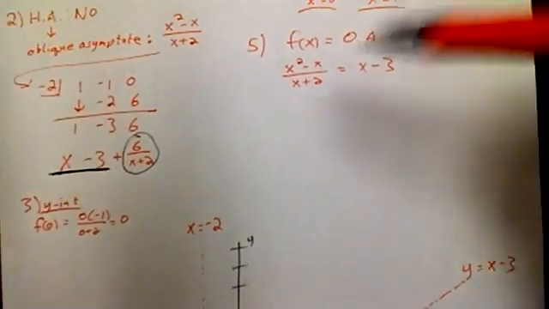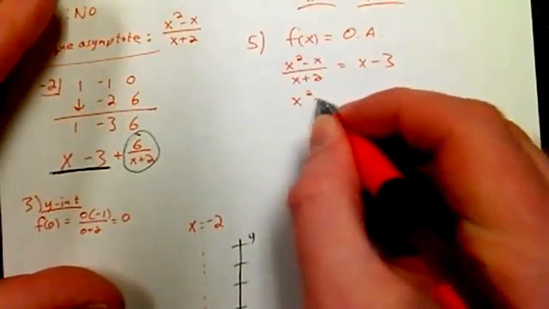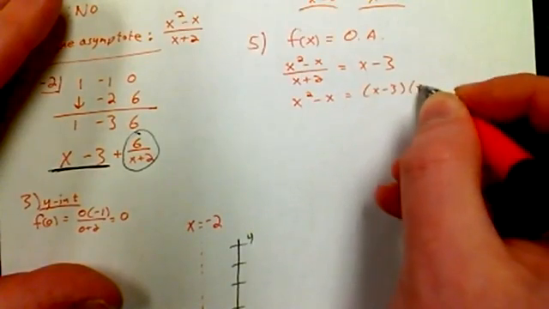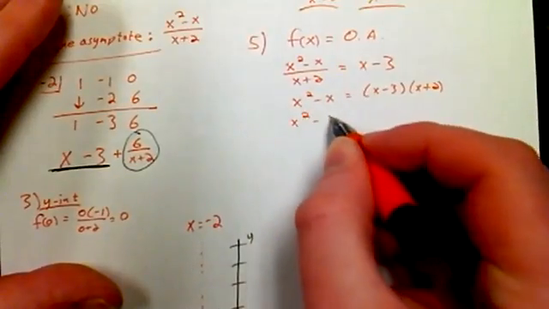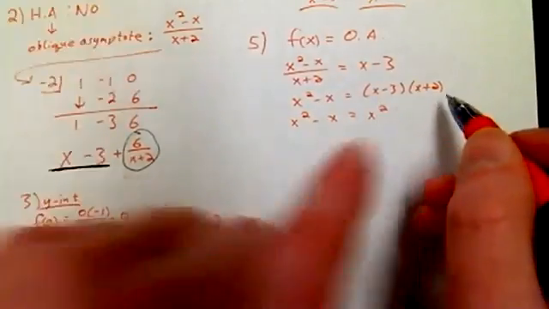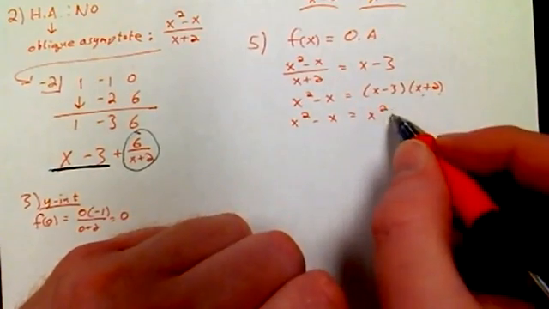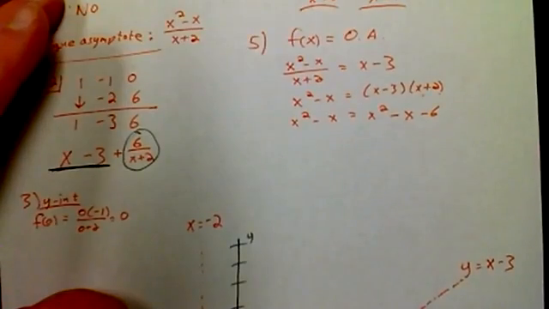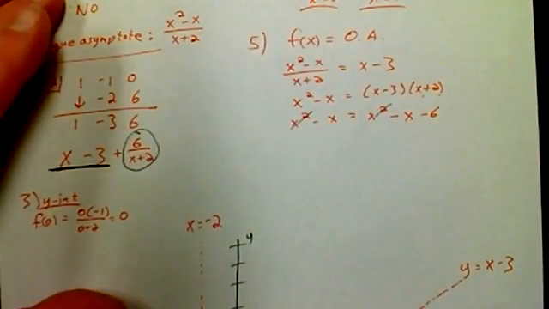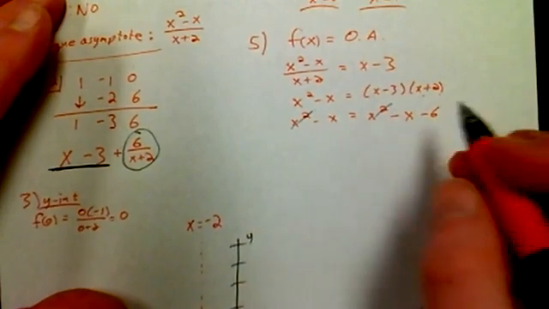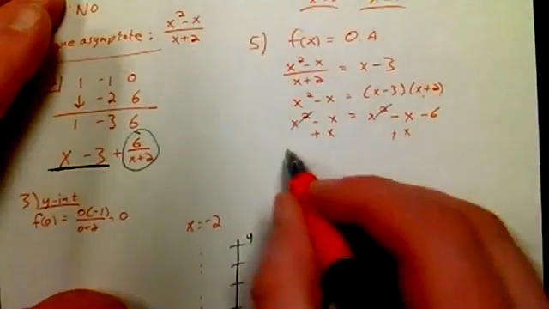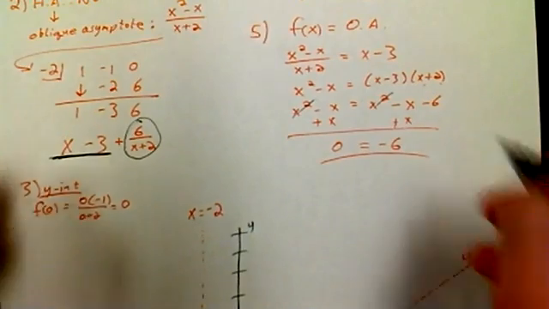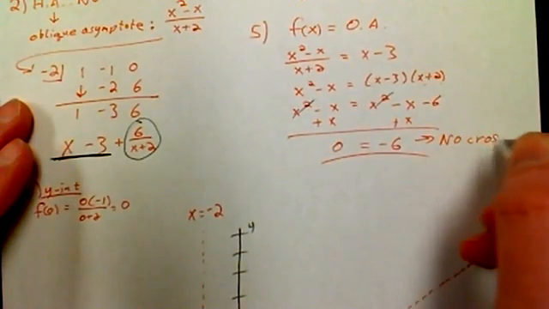I guess what would make sense is to get the x plus 2 out of the denominator, so I can multiply both sides by x plus 2. So I get x minus 3 times x plus 2, and x squared minus x equals x squared plus 2x minus 3x minus 6, that's going to be minus x minus 6. If I try to get the x squareds on the same side, that's not going to work because they'll cancel. Same thing with the x's. If I add x to both sides, at this point, I'm going to end up with 0 is equal to negative 6. Since I ended up with nonsense, it looks like it's not going to cross.